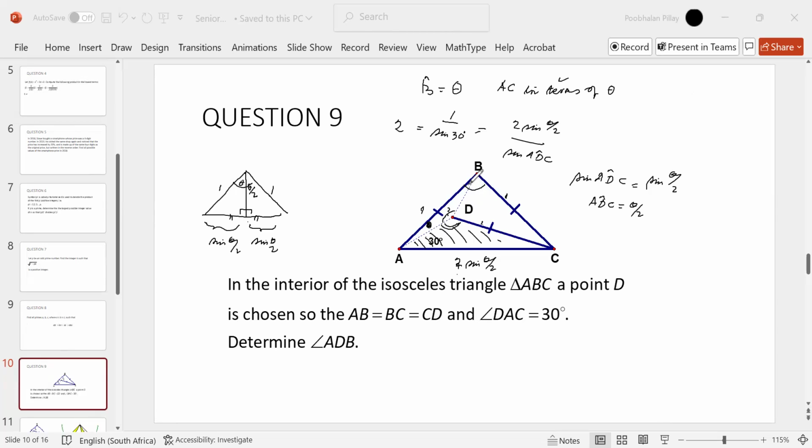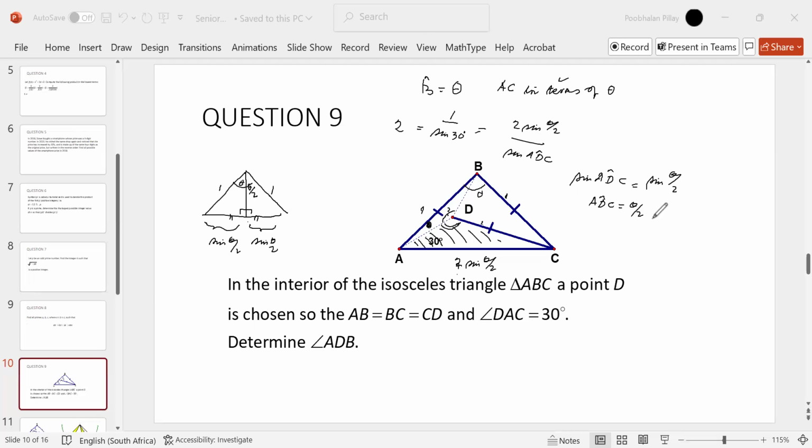And then you'll say, but wait a minute, theta over 2, this is theta. That's the original one, is theta. Theta over 2 is a very small angle. How can this big angle like this be equal to theta over 2? You can see this is actually an obtuse angle. So there's a problem here.